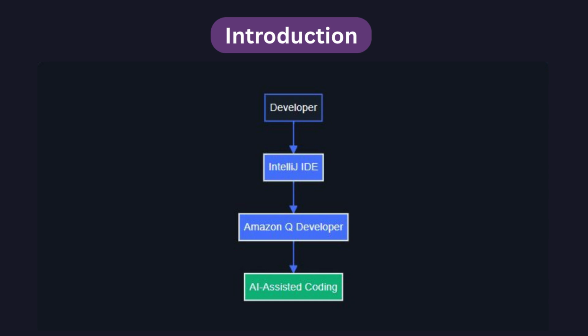Amazon Q Developer is an AI coding assistant built by AWS. It integrates directly into IDEs like IntelliJ IDEA and helps developers generate code, debug errors, and understand AWS services without leaving the editor. It provides inline code suggestions, generates entire functions from natural language descriptions, and improves overall developer productivity.